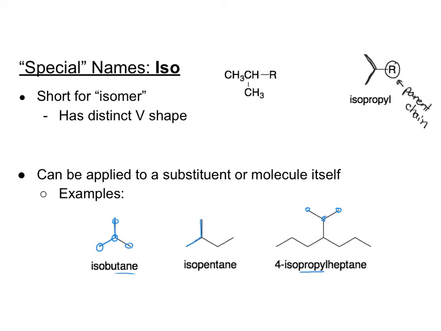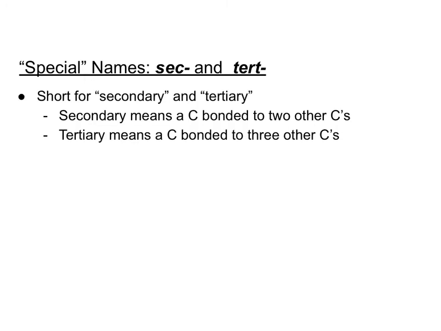Again, same nomenclature rules when it's used as a substituent, and in this case, the I in iso would count towards alphabetizing if there were other substituents. Next, we have sec and tert. These names are not random.